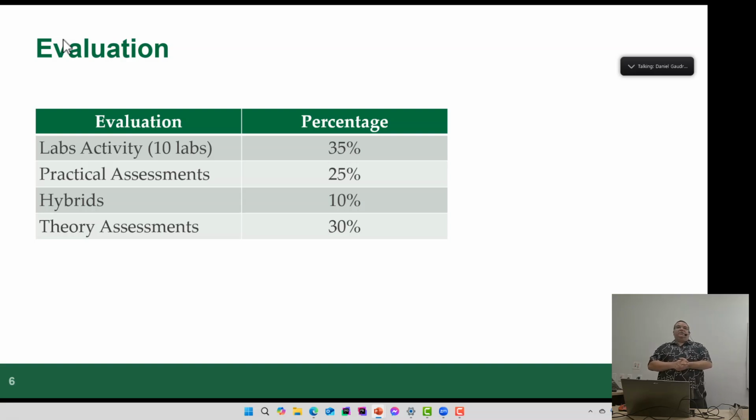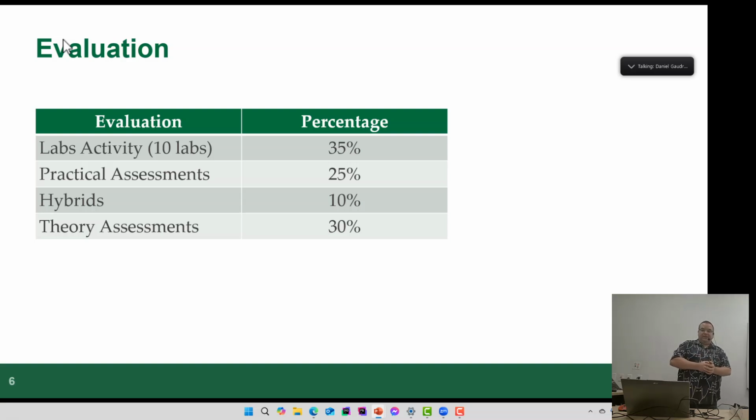There's hybrids. I resurrected the hybrids in this, because originally there were no hybrids in this for years. Hybrids are basically a case of go read website A, answer this quiz. It's just to help enhance your learning activities.